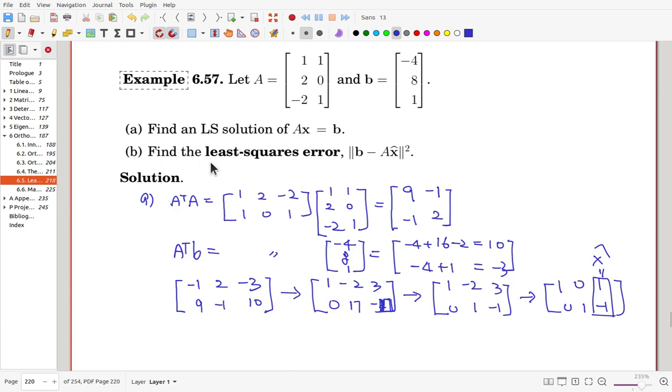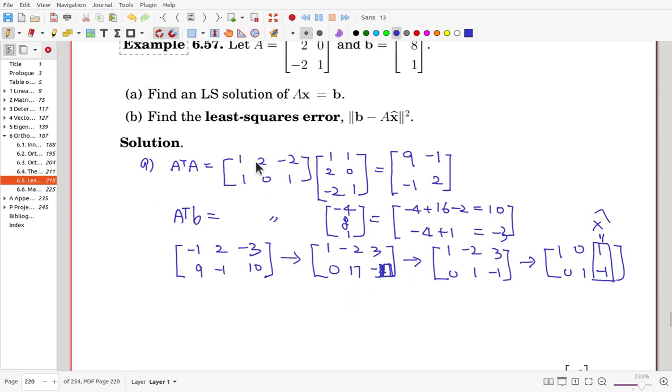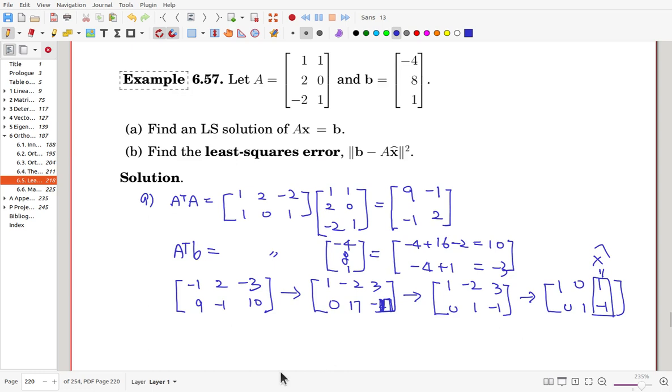Now let's try to find the least squares error. We write down here b, and we have to get A x hat and then subtract it from b. x hat is 1 and minus 1. 1 and minus 1 multiplied gives 0. 1 and minus 1 gives 2. 1 and minus 1 gives minus 3.